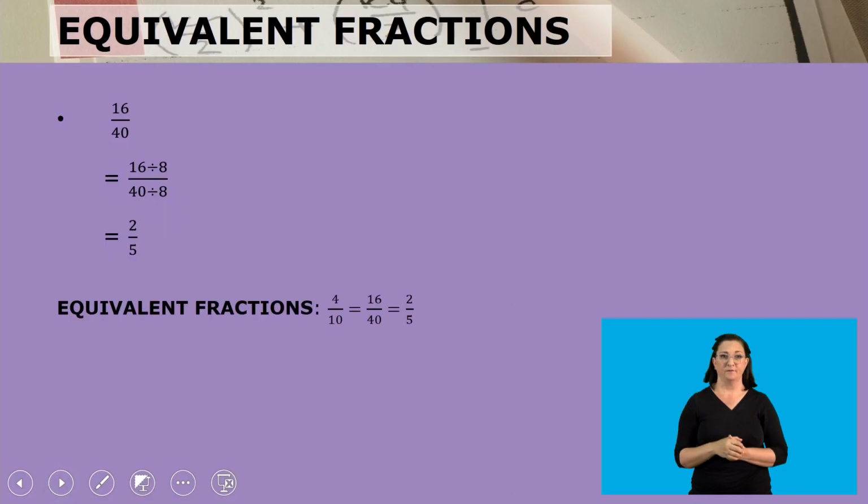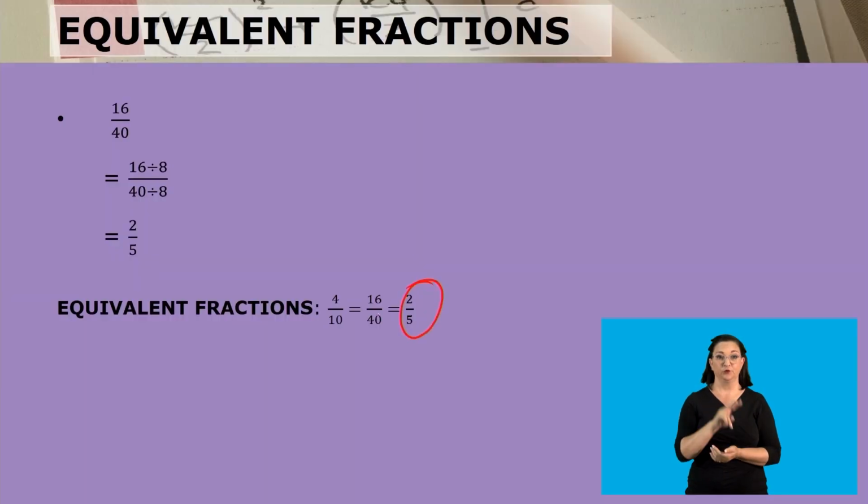What does this mean? Initially we had 4/10 and now we have 16/40. After we've simplified both of them, they are giving us the same answer. This is what we call equivalent fractions. This means that 4 divided by 10 is equal to 16 divided by 40. Why are they equal? Because when we simplify them to their simplest form, both of them are equal to 2/5.